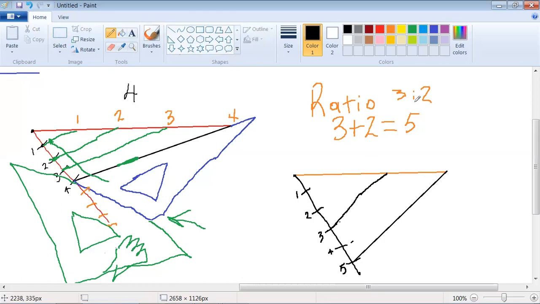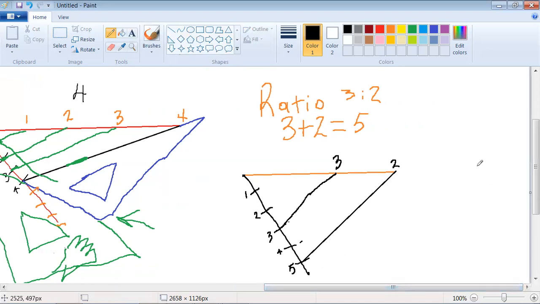Because it's only 2 values here, we don't need to draw all the lines here saying 3. No, we don't have to do this. Just leave it like that and you count it: 1, 2, 3. This is number 3 here. You say 1 and 2, and this is number 2. This line has been divided in ratio of 3, 2. Right?